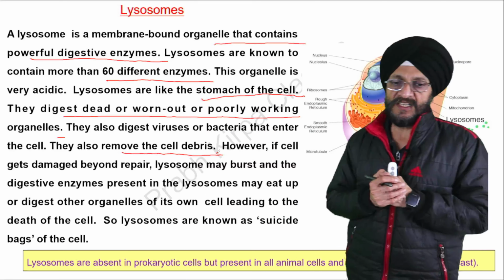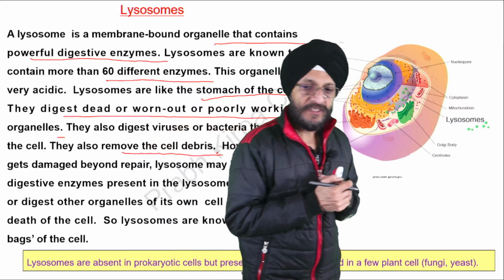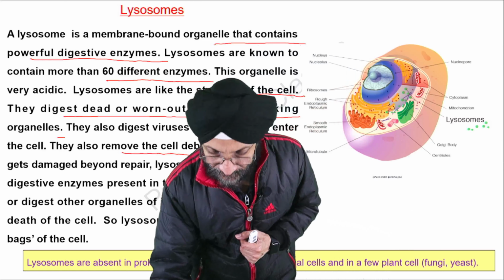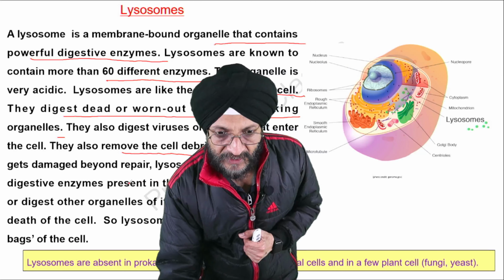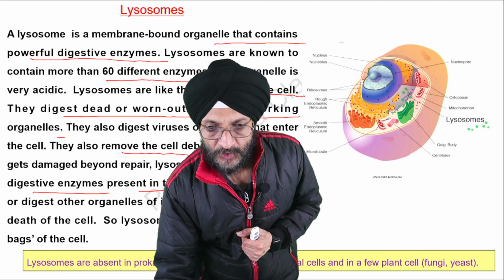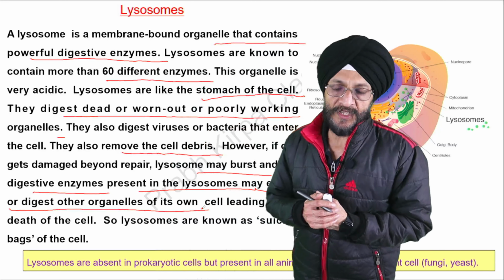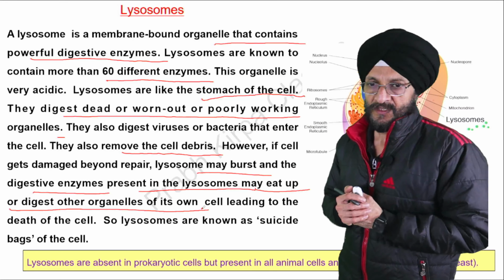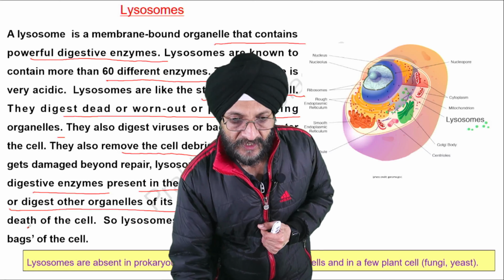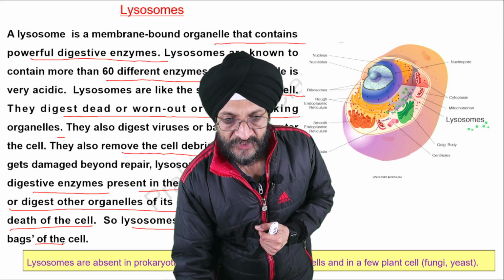What happens if the cell gets damaged beyond repair? If the cell gets damaged beyond repair, the lysosomes may burst and the digestive enzymes which are present in the lysosomes may eat up, digest other organelles of its own cell, which may lead to the death of the cell. So lysosomes are known as the suicide bags of the cell.